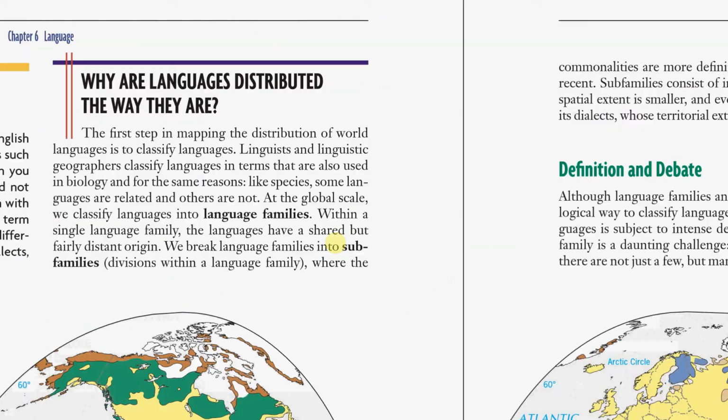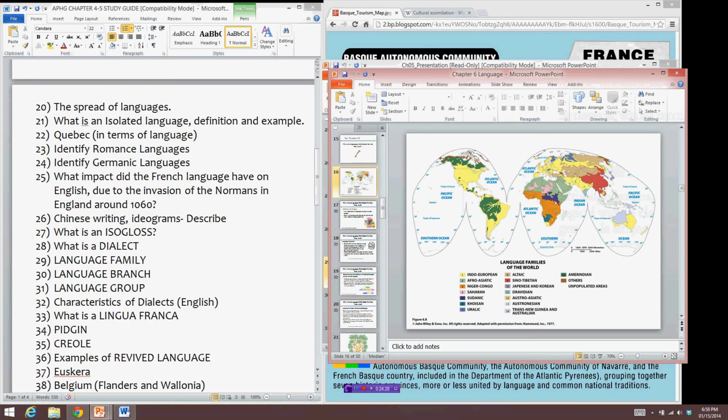Language families are, well, you can look here on this page in this particular book and define it. Like species, some languages are related and others are not. At a global scale, we classify languages into language families. Your textbook says that a language family is a collection of languages related to each other through a common ancestor long before recorded history. That's on page 167 in the glossary section of chapter 5 dealing with language. That's a pretty good definition. That should be enough for you to know. So that's all we're going to talk about with that one. We're going to move on.